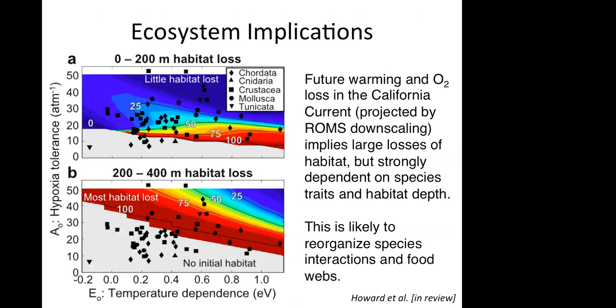Last thing to say though is that anchovy will have one particular set of metabolic index traits. Other species within the California Current are likely to occupy other areas of this parameter space describing oxygen tolerance and temperature sensitivity. And the amount of habitat loss varies quite strongly depending on those two particular traits. And so there's quite likely going to be unanticipated ecosystem implications from having differential loss of habitat, with species who are living in the same parts of the water column being separated by differential loss of habitat. New species associations are likely to emerge from it.